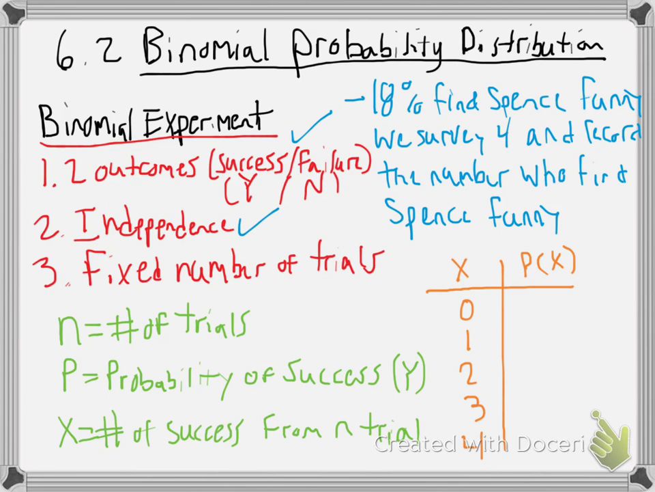And then finally, it's a fixed number of trials. Well, what is our number of trials? In this case, it's 4. We're surveying 4 students. So in this case, in our problem, we realize that we have a binomial experiment.